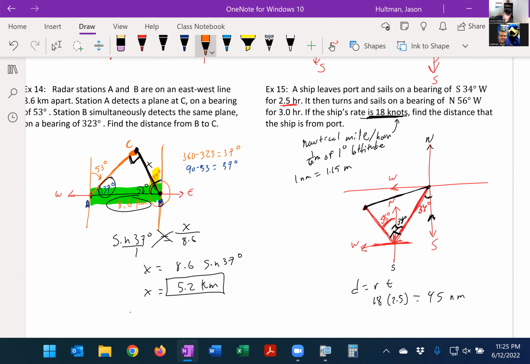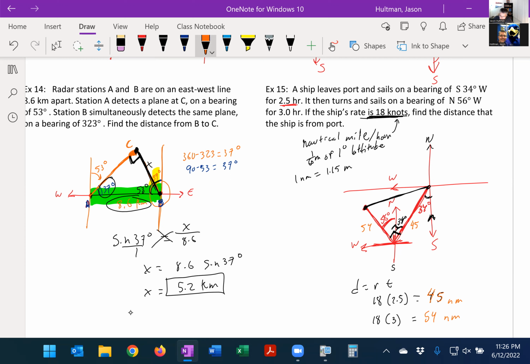I'm going to put this in a different color because it's getting confused. I'm going to put this in orange. So we first went 45 nautical miles in a southwest direction. What about the second part of the journey? We're going to do 18 knots times 3 hours. Well, 18 times 3 is 54. So that's going to be 54 nautical miles. And so we have the sides of the right triangle that we're looking for.